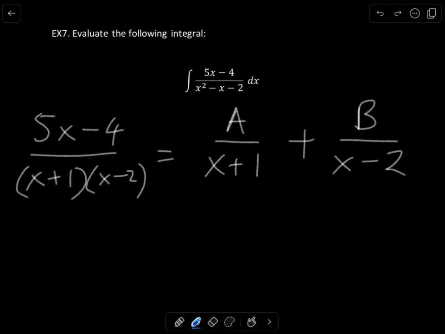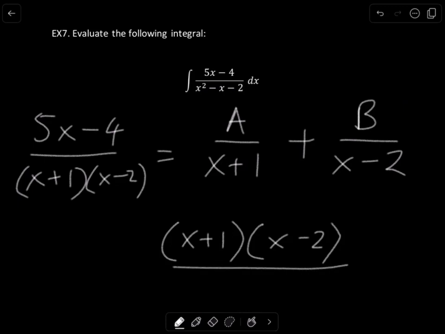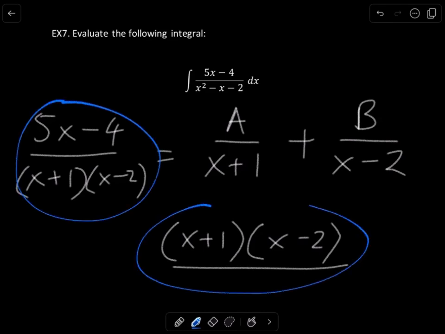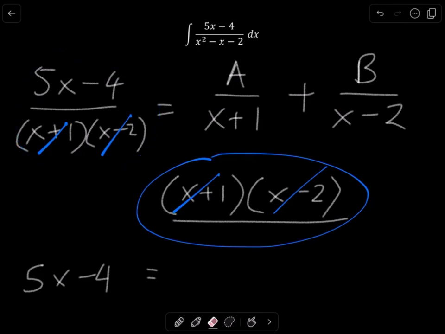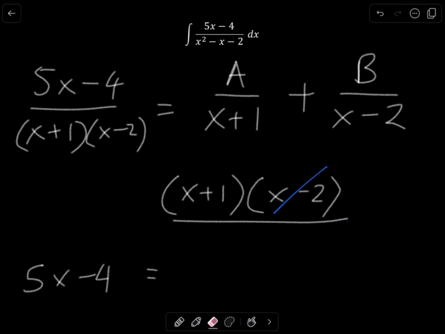I am going to multiply this entire equation by x plus 1 into x minus 2. I'm going to multiply the left and right hand side by this term here. If I multiply this by x plus 1 times x minus 2, can you see how the x plus 1 will cancel off and the x minus 2 will cancel off? So what I will actually be left with on the left hand side is 5x minus 4. Okay, so that's what we're going to do. We always multiply by that denominator on the left hand side. Then what I did on the left, I have to repeat on the right.